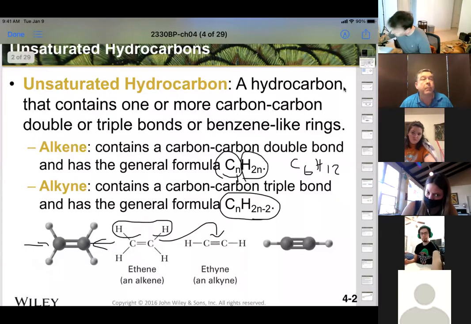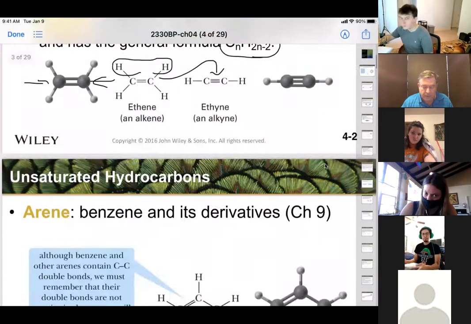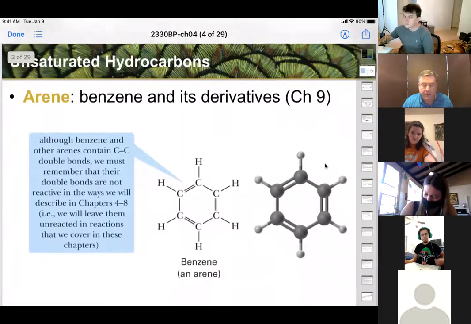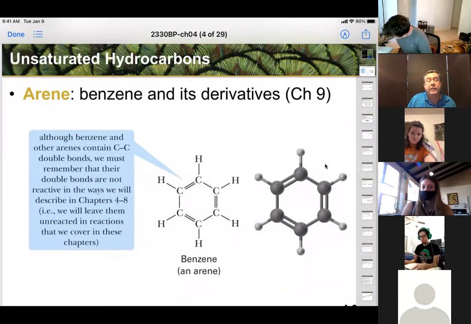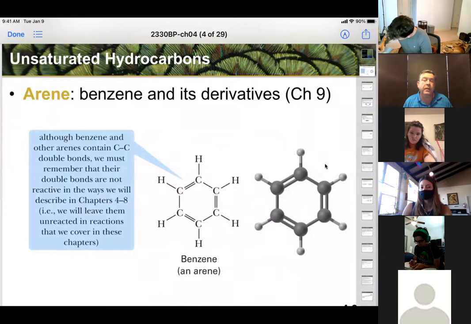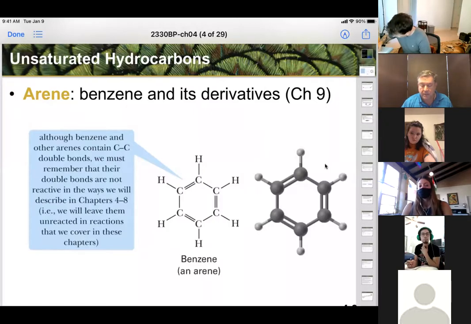The other kind here, and again, we'll focus on it more in chapter 9, is what we call arenes. That's when you have alternating single and double bonds in a ring. That gives them very special properties, and they have a bunch of different reactivities that we are going to talk about when we get there. This is the benzene ring, or an arene system, and it's another classification of the unsaturated hydrocarbons.